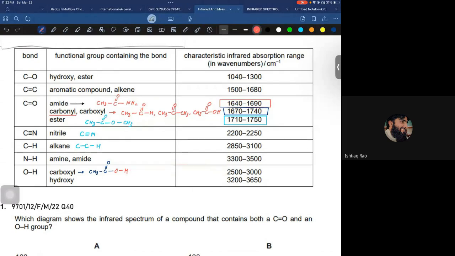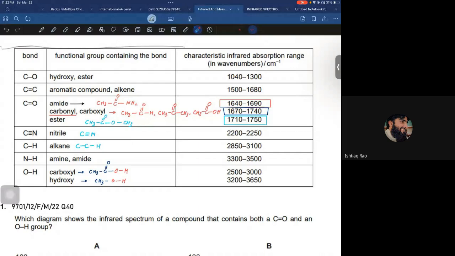And if you can see OH in hydroxy, like in alcohol, you will see the peak at 3200 to 3650. So in this way, you are going to see the infrared data.